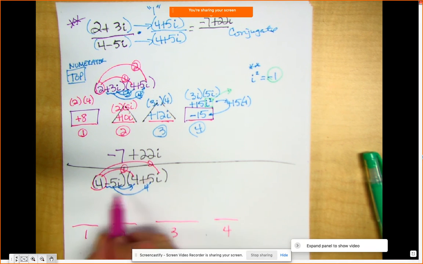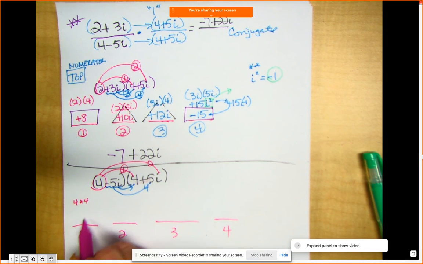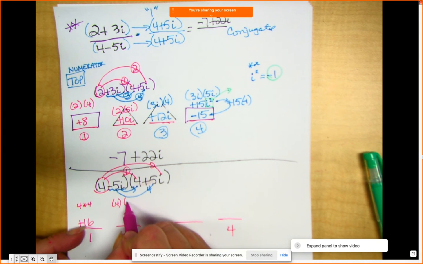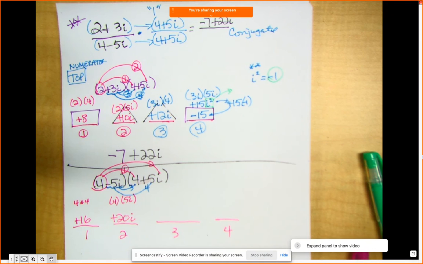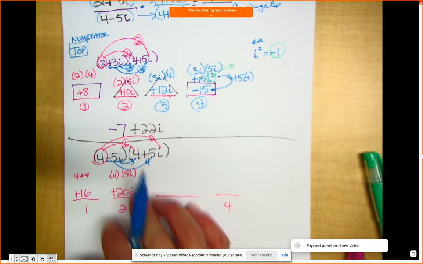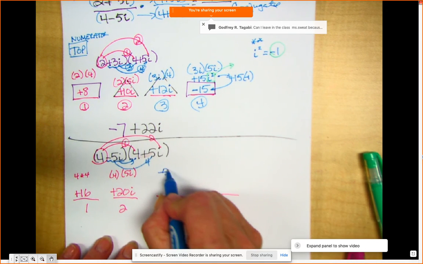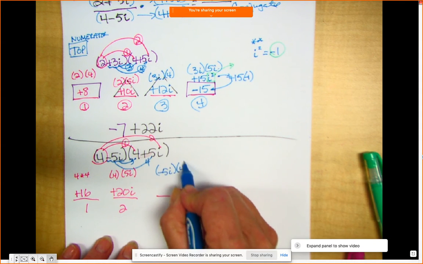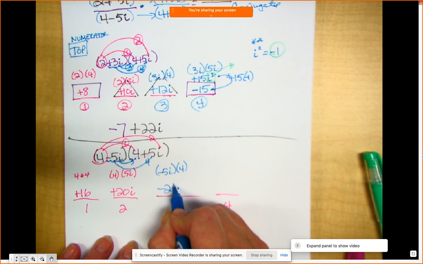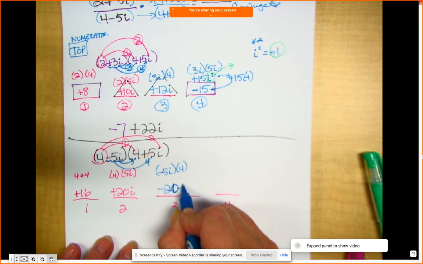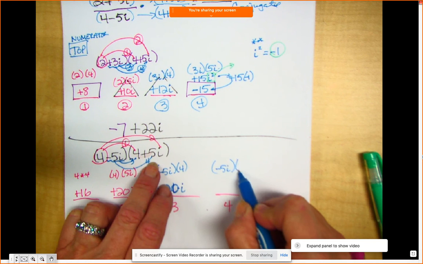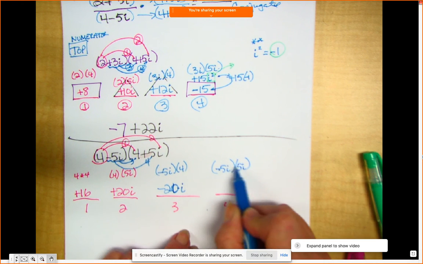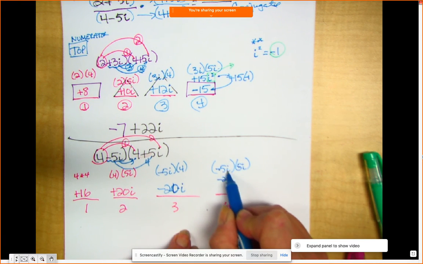Okay, number 1, it says 4 times 4. 16, positive. Next one is 4 times positive 5i. I get positive 20i. Then I have negative 5i times 4. I get negative 20i. And then the last but not least, I have negative 5i times a positive 5i. Well, negative 5 times a positive 5 is negative 25. i times i is i squared.